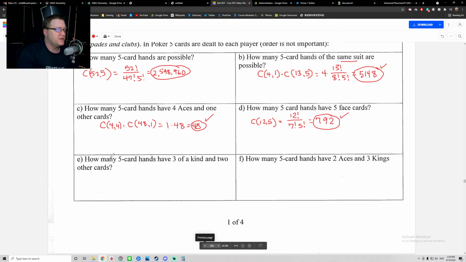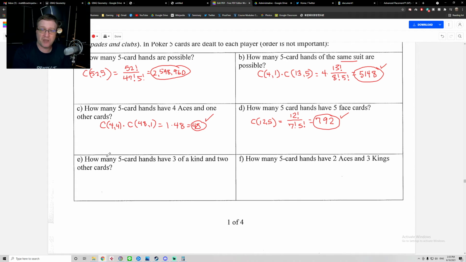Next. This one says, how many 5-card hands have 3 of a kind? 3 of a kind means the same number or face card. For example, 3. If I get a card with a 3 on it, it could be the 3 of hearts, 3 of diamonds, and 3 of clubs. That would be 3 of a kind, all right? Because I have all of the same kind of cards.